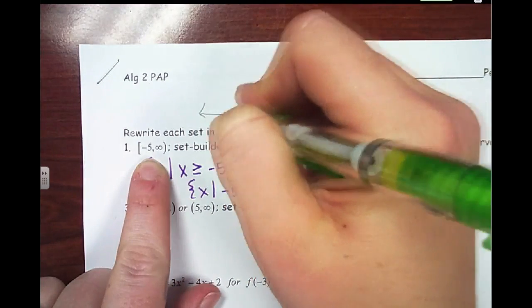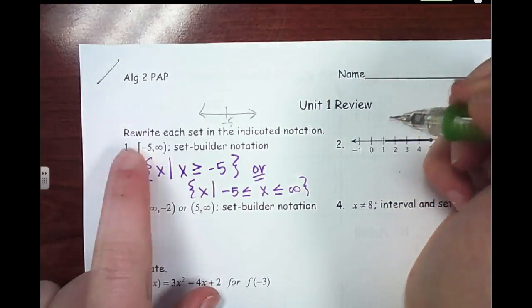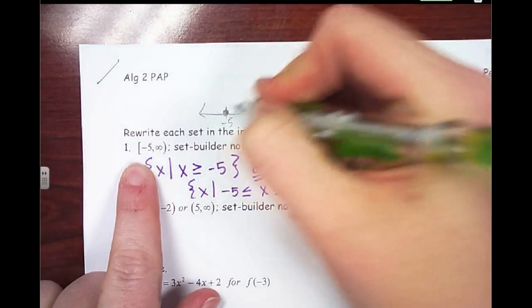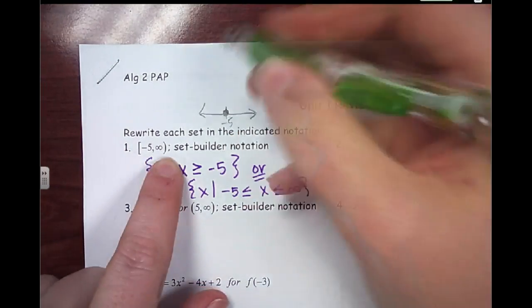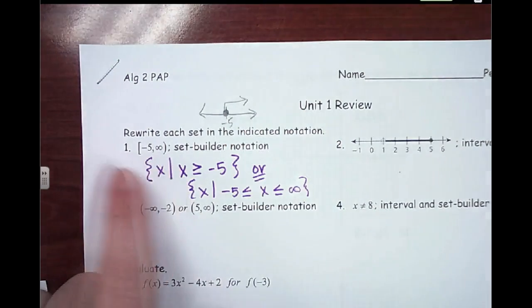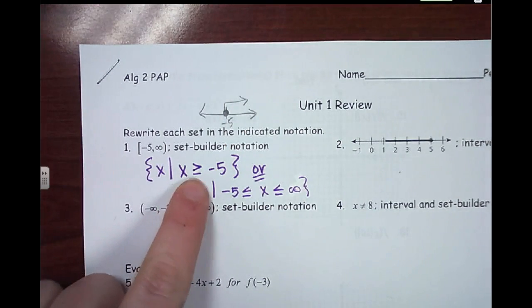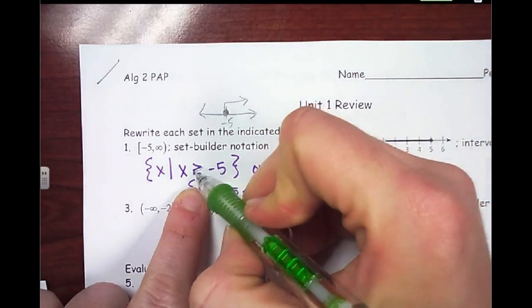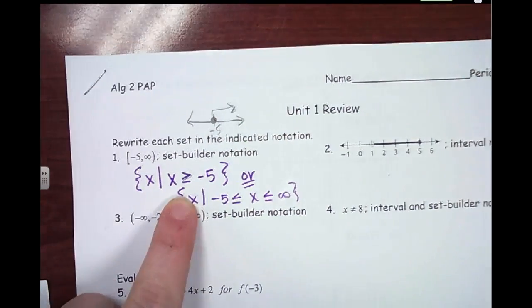So here's my number line, -5. It's a bracket, so it's a closed circle, and then it's going to infinity, so that's going this way. That can help you figure out, okay, x is greater than, this arrow matches this arrow.